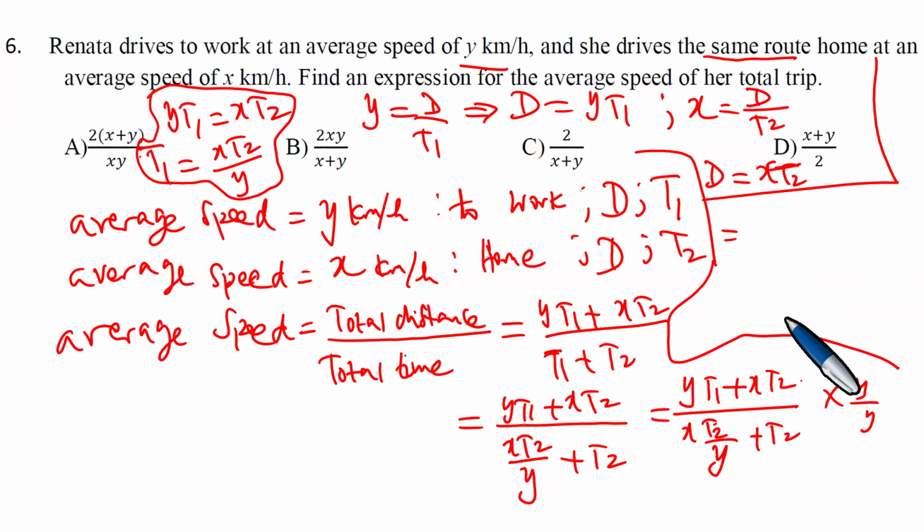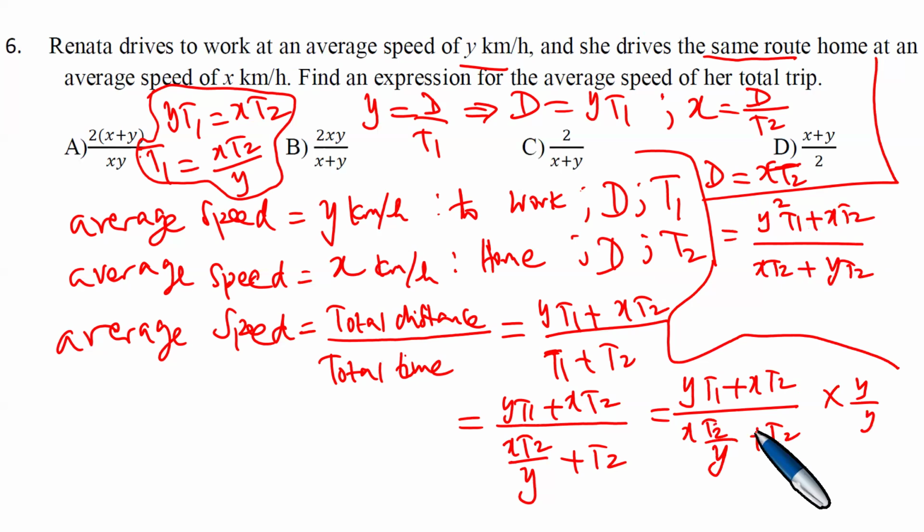Right, let's look at the denominator of this. If you multiply it through by y, you're going to have x t2 plus y t2. And then here you have, for instance, y squared t1 plus x t2.